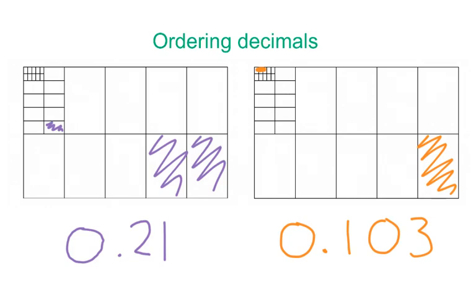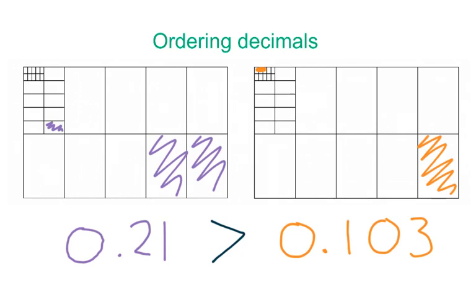Obviously, again, we can see that 0.21 clearly is larger. So 0.21 is greater than 0.103. And again, if it helps, the crocodile always wants to eat the largest number.